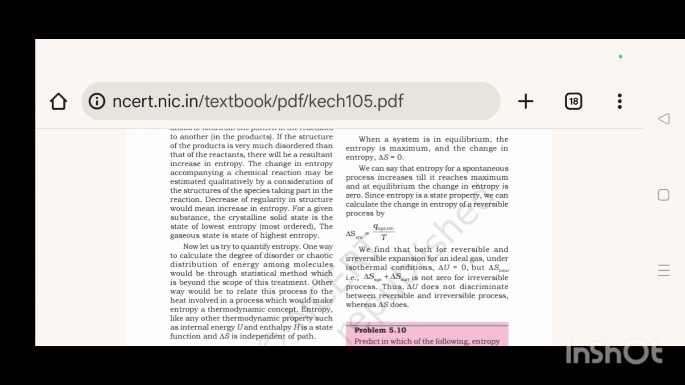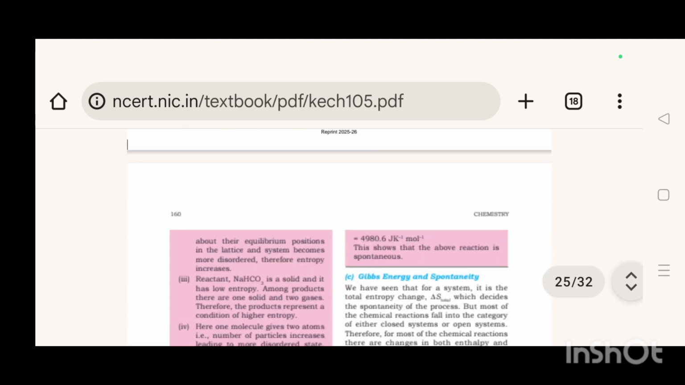We find that both for reversible and irreversible expansion of an ideal gas under isothermal condition, delta U equals 0, but delta S total, that is delta S system plus delta S surroundings, is not 0 for irreversible processes. Delta U does not discriminate between reversible and irreversible processes, whereas delta S does.